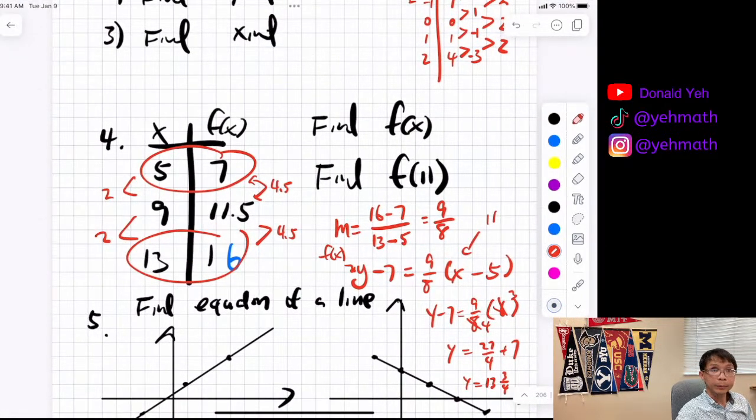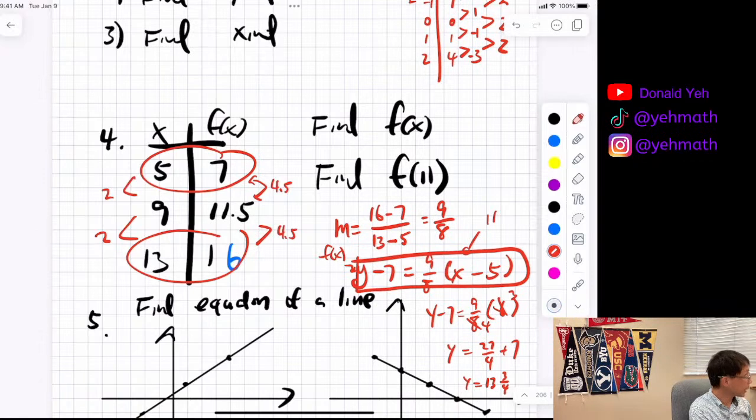Let me make it bigger. So I figure out the equation of a line, right? This is the equation of a line that I usually do. And I plug in 11. 11 becomes the input, and whatever y is is the output. Does that make sense or no? Did I do anything wrong? Good. Okay. Next question.